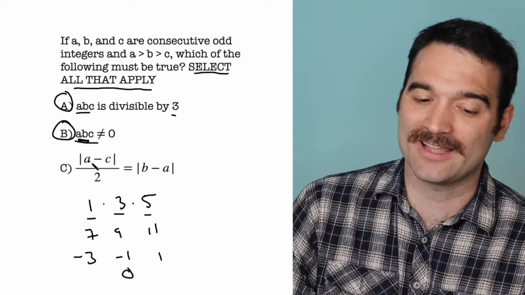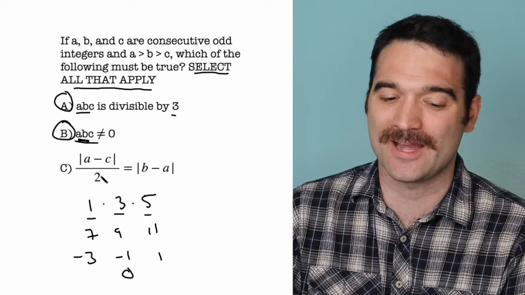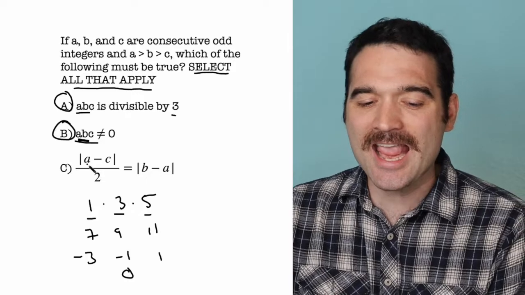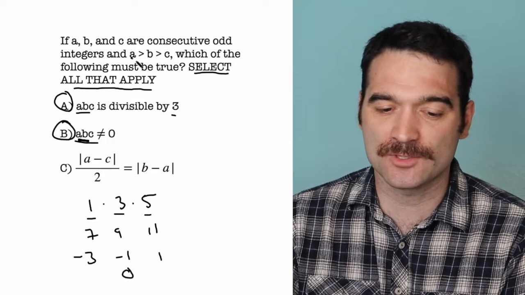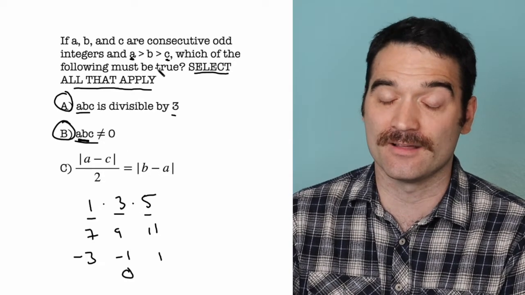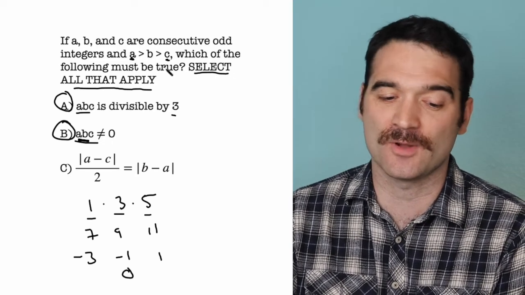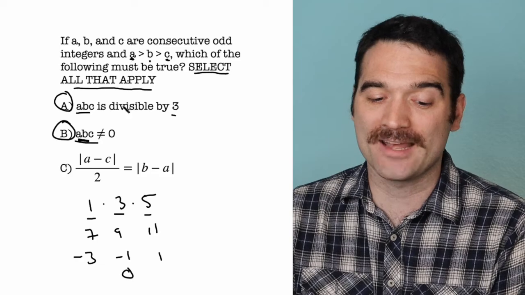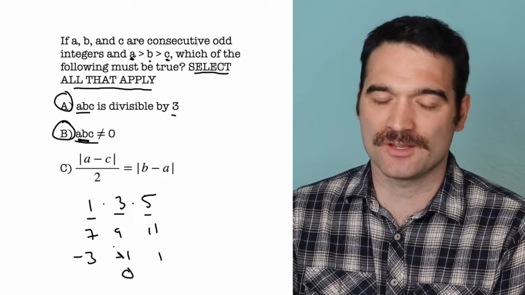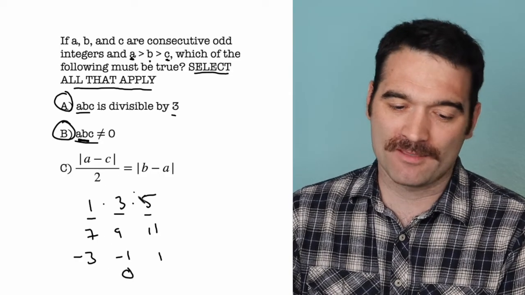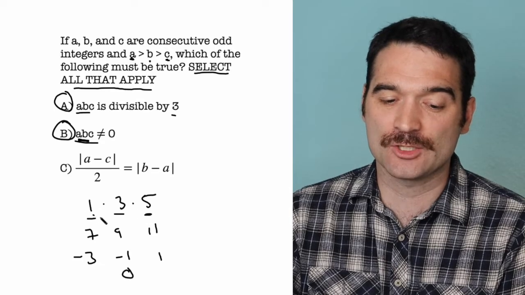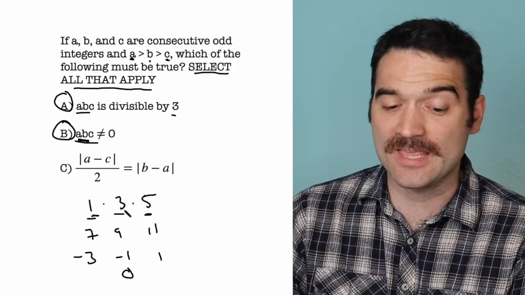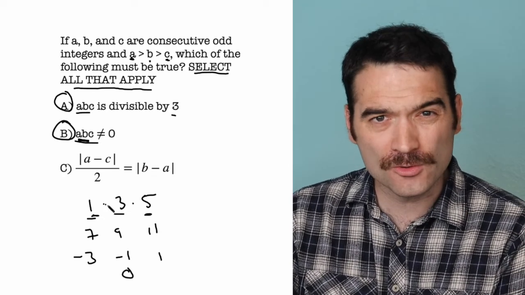Okay, then we finally get to this doozy of an answer right here. And it looks scary, but let's think about what it really means. A minus C, that's the difference between the first and the last one, right? Or the biggest one and the smallest one, divided by 2 is equal to B minus A. Well, let's run it with some of these. We'll make 5 A here. 5 minus 1, that's 4, divided by 2 is 2. And B, 3 minus 1, also 2.